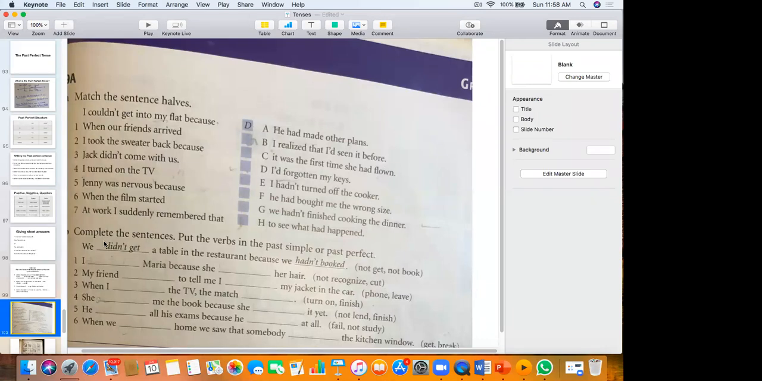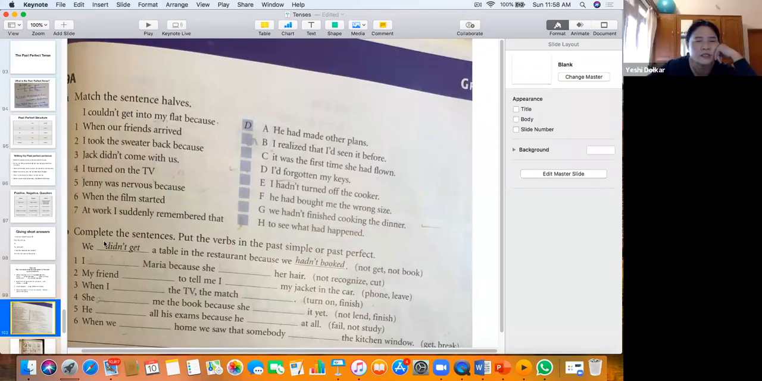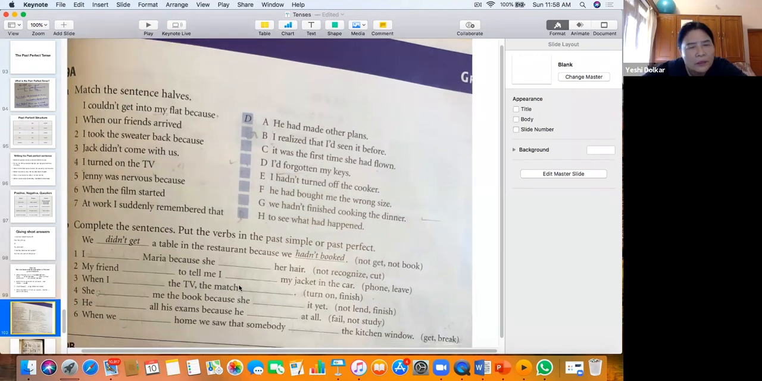At work, I suddenly remembered that I hadn't turned off the cooker. So, all right, the use of the past perfect: clearly two things happened in the past, and one of these happened before the other one. The one that happened before takes the past perfect. Now, let's look at the second one.